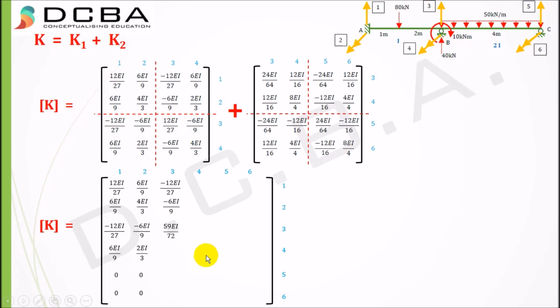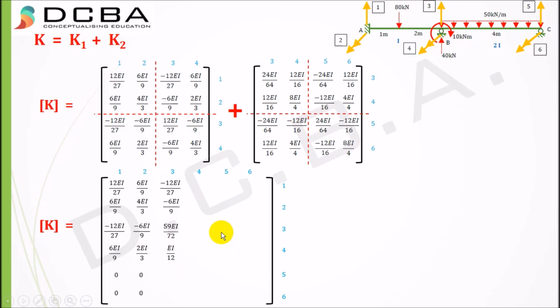Again element 4 3, that is fourth row third column, is occurring in this matrix as well as in this matrix. In this matrix it is minus 6 EI by 9, in this matrix it is 12 EI by 16. So we need to add them and we get EI by 12. If I just add this element and this element, I get EI by 12.